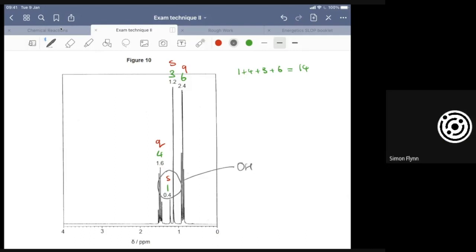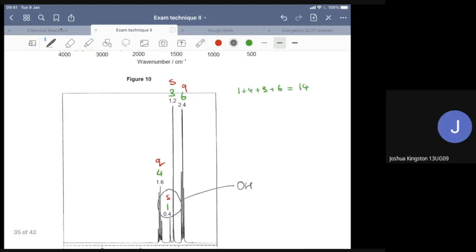Also, sorry? Isn't that a triplet? Where? The quartet that you put on the right. Isn't that a triplet? Oh, yeah, sorry. Apologies. When I'm talking and writing at the same time, I'm more likely to make a mistake.